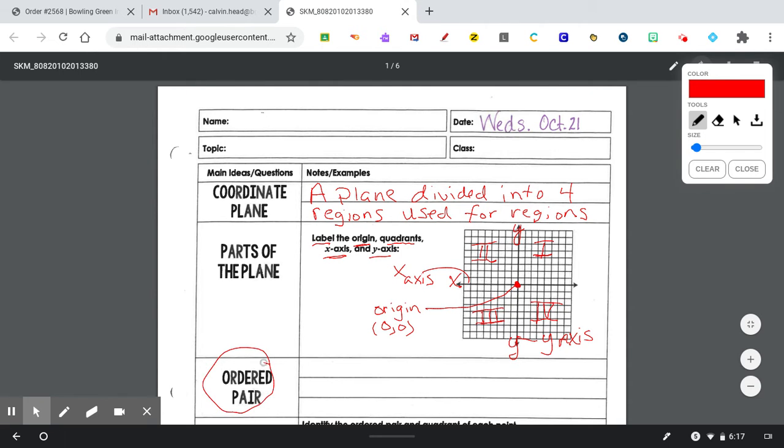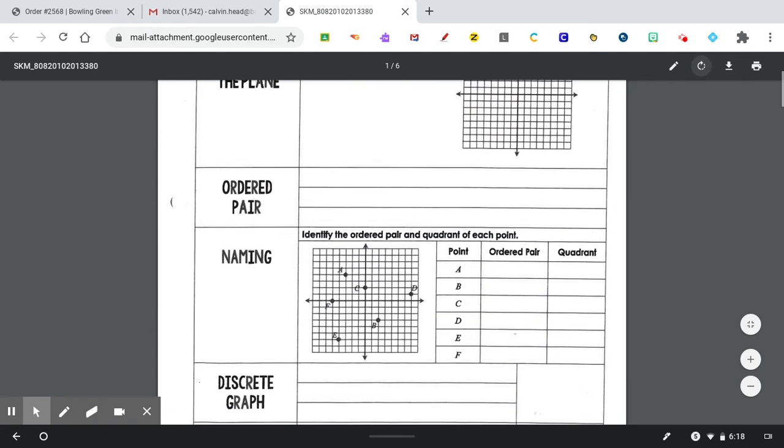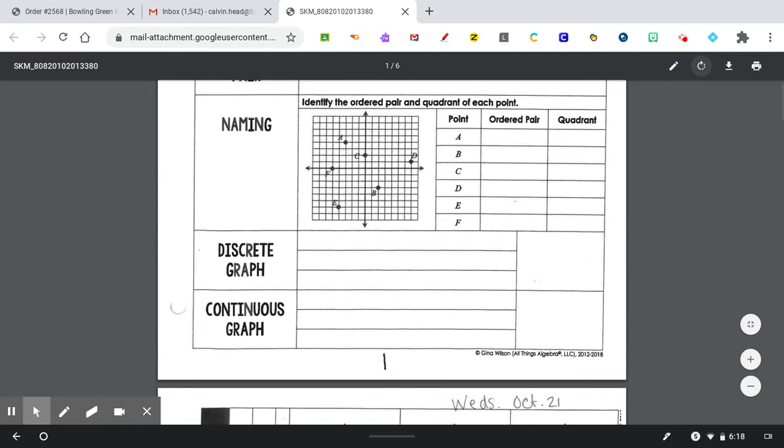Now, next is ordered pair. What is an ordered pair? Pretty much an ordered pair is a point. So just like we said, the origin was 0, 0, that's an ordered pair. And it's usually listed as X, then Y. And it's a point that's on the graph. Now, we'll move to the next section where we're going to name some of the ordered pairs. So we go right here to naming.